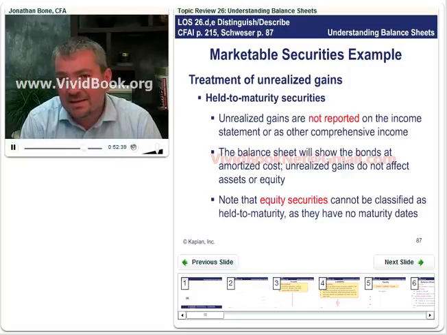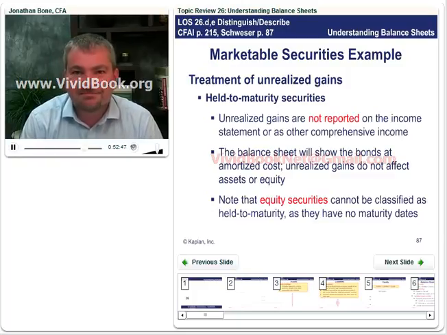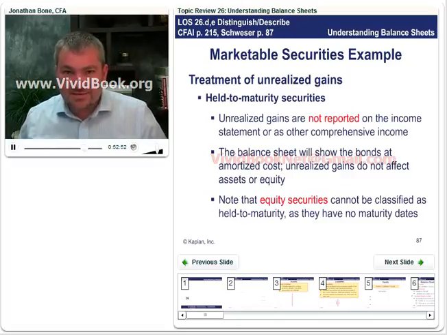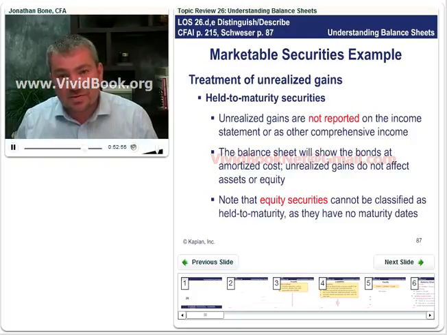Unrealized gains and losses due to changes in market value are not reported under the held to maturity classification. Of course, as we know, equity securities cannot be classified as held to maturity because they are essentially perpetual. It's only debt that really has maturity dates.